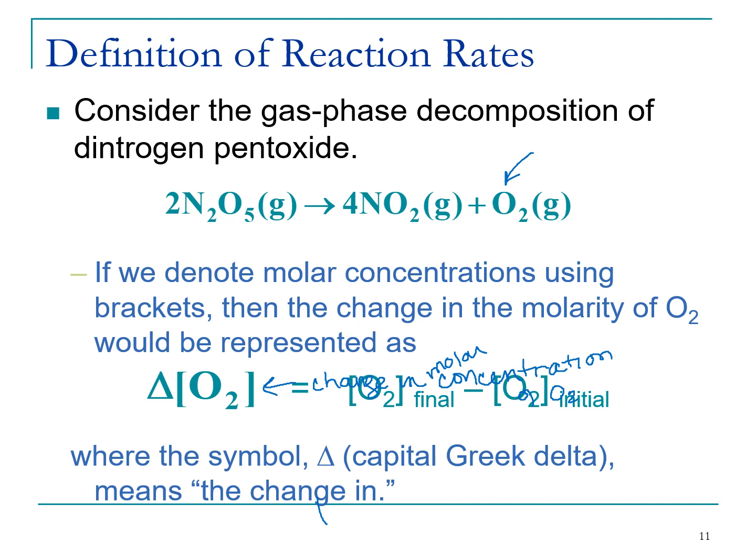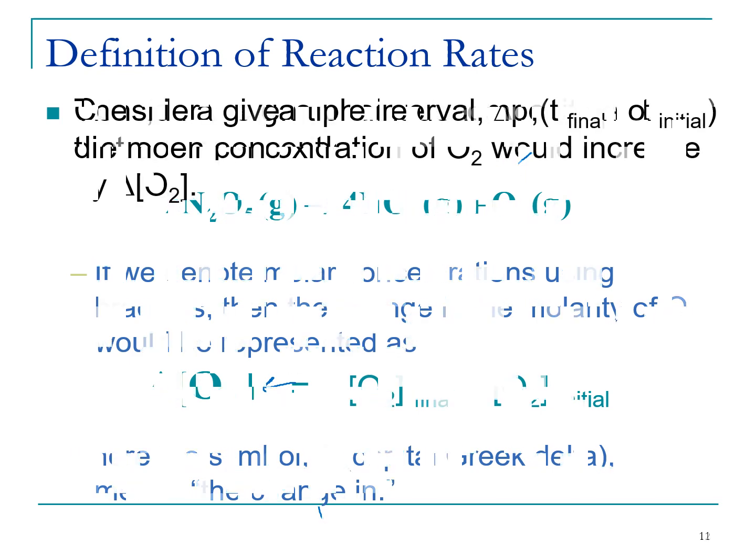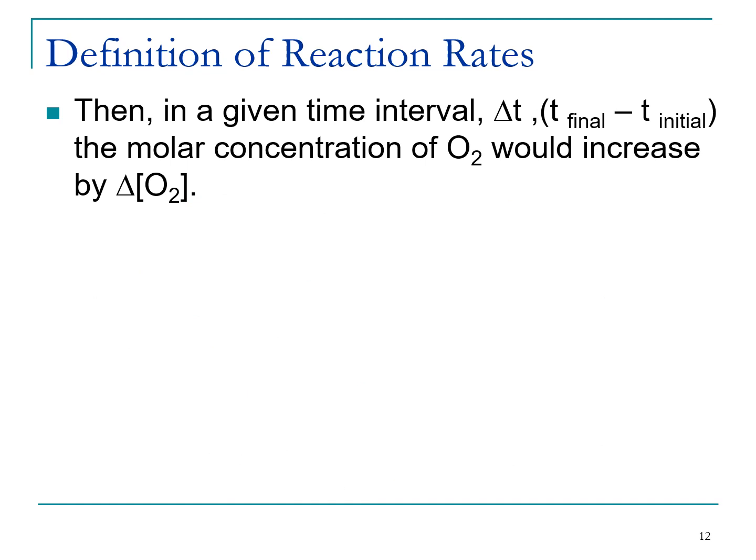Or another way, let's erase that so you can see what that says. Another way to see that is to take the final concentration of O2 minus the initial concentration. That's always what delta means, final minus initial. All right, so then, how much? That's not very useful without the time. So over a given time interval, we have delta t. So again, delta t is the final time minus the initial time.